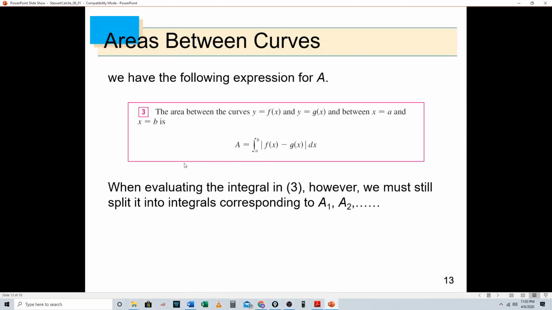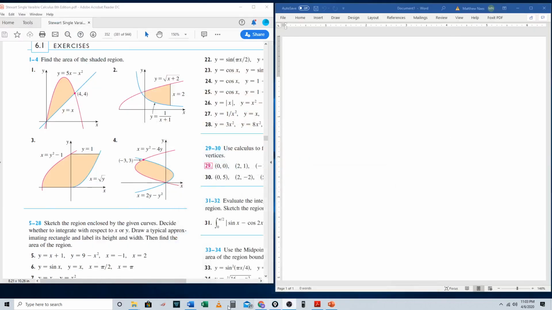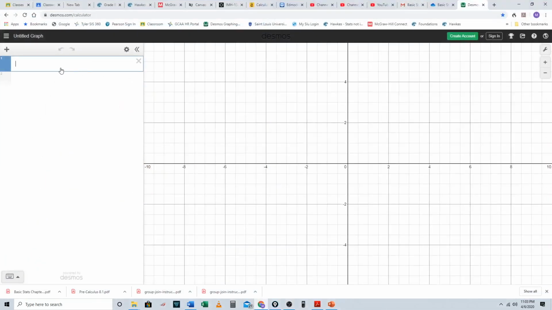All right. So basically, again, the true expression is this. It's the absolute value, which basically means we have to figure out where the function g of x is greater than f of x and where the function f of x is greater than g. So here's our function right here. Find the area of the region between sine x and cosine x from 0 to pi over 2. So let's go back to Desmos.